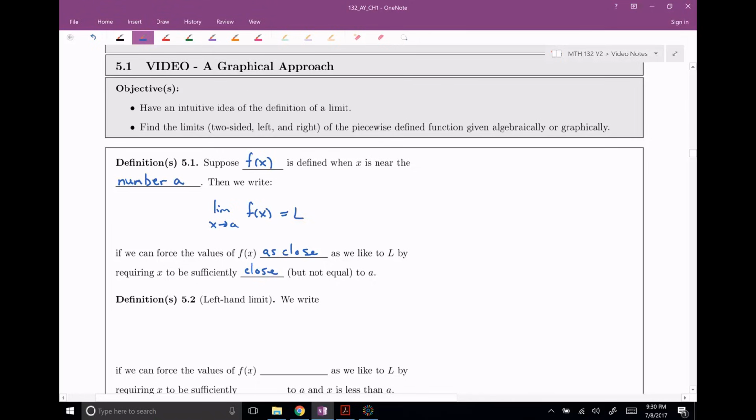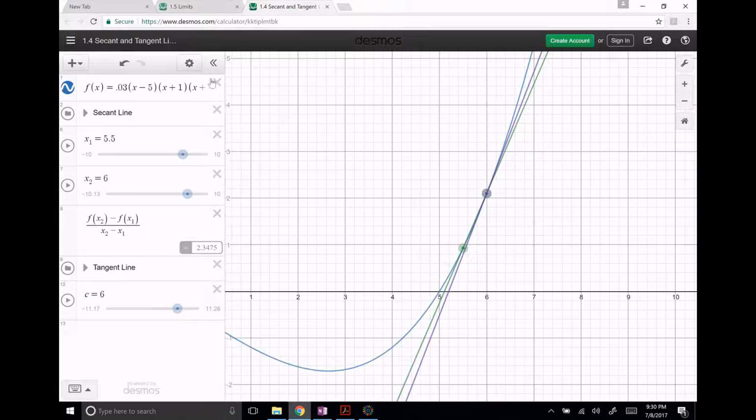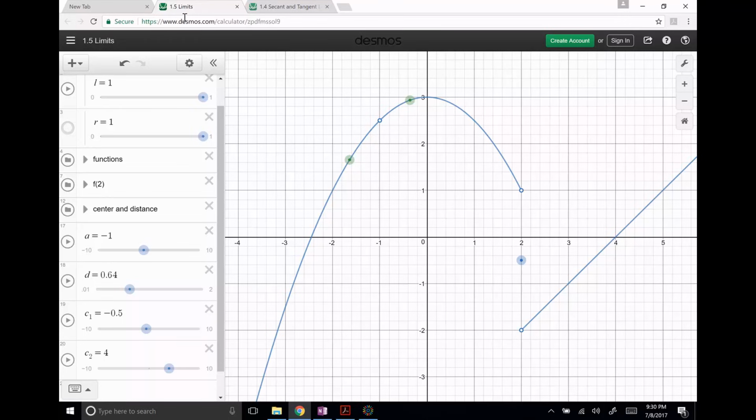Oh my goodness, what does this mean? It seems like a lot of craziness. Let me show you. If you click on this link right here, it's going to take you to another app that we're going to be playing with today. The 1.5 limit stuff.